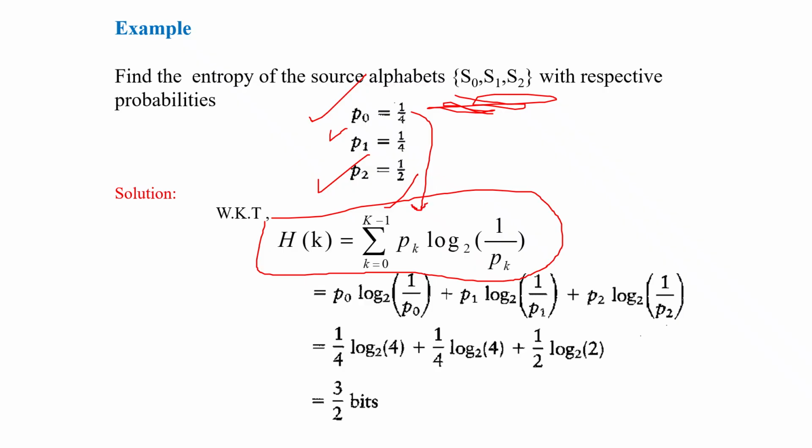Okay, so let's start. For the first one, p0, you have p0 log of 1 by p0. Put the values here: 1 by 4 times log of 1 over 1 by 4, that is 1 over 1 by 4 which becomes 4. Similarly, for p1, again 1 by 4 and log of 4, and this one also you will get. Finally, if you solve it, you will get 3 by 2 bits.